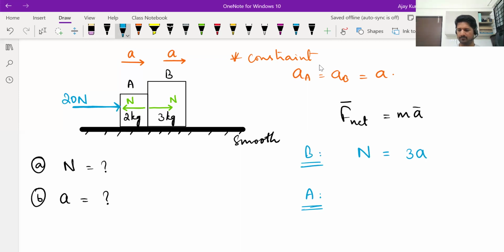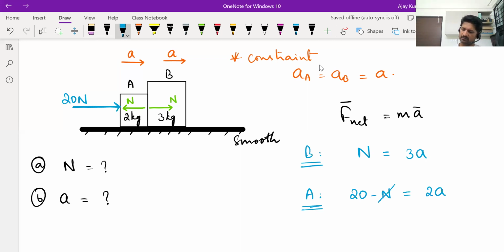So 20 minus N is equal to 2A. Correct. 20 is to the right, N is to the left. So net force to the right will be 20 minus N. That will be its mass multiplied with acceleration. That's all. You need to solve these two equations and get N and A from them.